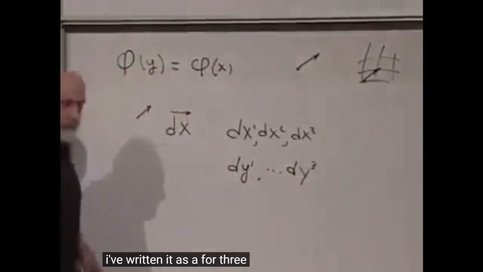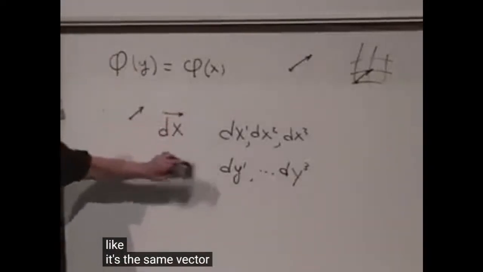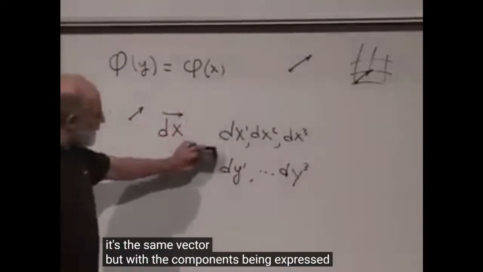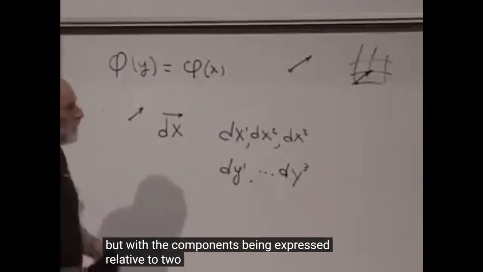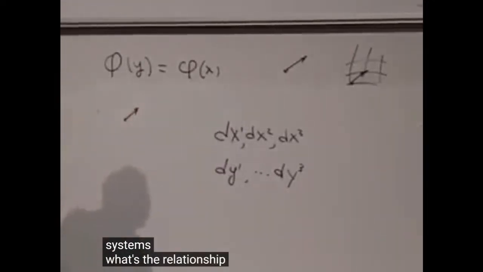I've written it as if it were three-dimensional space, but as many as you like. It's the same vector, but with the components being expressed relative to two different coordinate systems. What's the relationship between them?